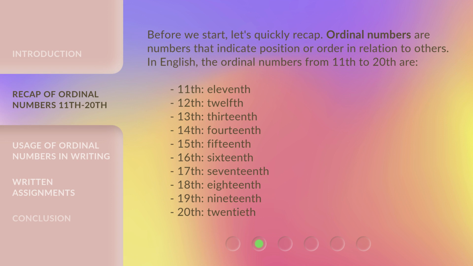In English, the ordinal numbers from 11th to 20th are 11th, 12th, 13th, 14th, 15th, 16th, 17th, 18th, 19th, 20th.